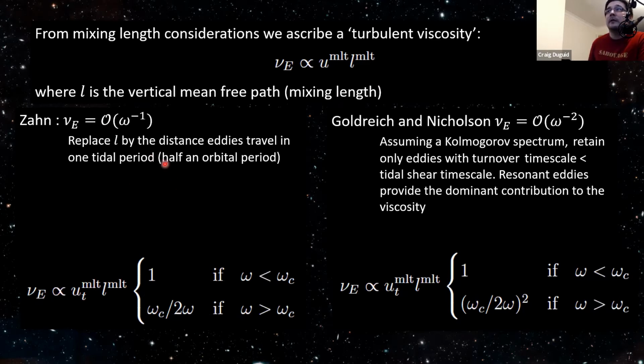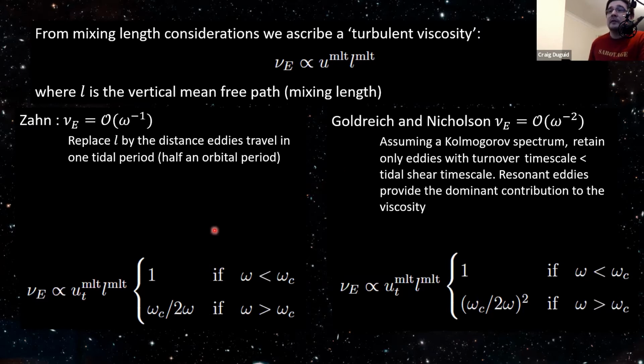He did that work in the 60s. About 10 or 11 years later, Goldreich and Nicholson came along and said we actually need to care that this convective region is turbulent, so we have to consider the consequence of having a Kolmogorov-like cascade there. They proposed that we should consider only eddies that have timescales comparable with the tidal timescale, and then take the length scale from those eddies and use that in the mixing length.